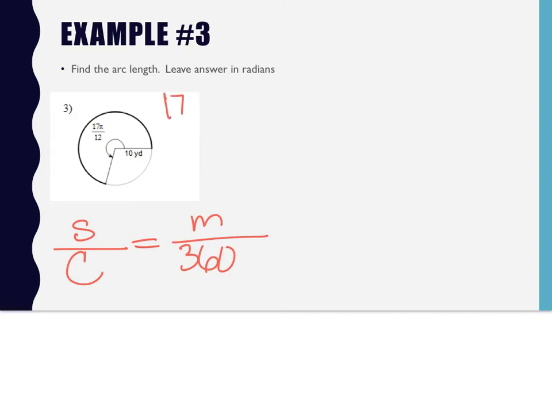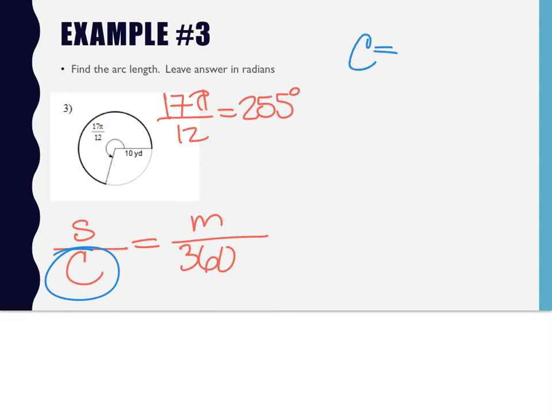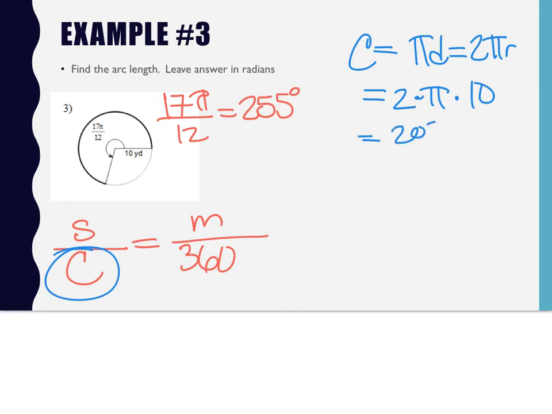Let's quickly take that 17 pi over 12. I won't even do the times 180 over pi here. I'll just tell you it becomes 255 degrees. I think in your assignments we gave everything to you in degrees. All right, let's also find C, circumference, because we will need that. Circumference is this formula, pi times diameter, or 2 pi r. If you're given the radius, you might as well go with that. So let's go 2 times pi times the radius, 20 pi.